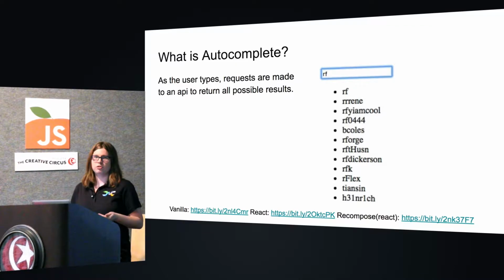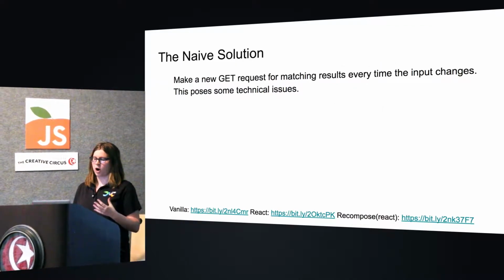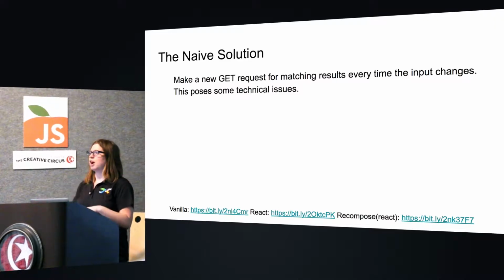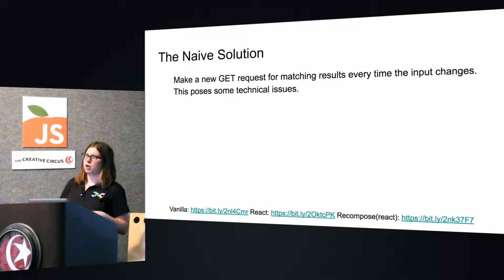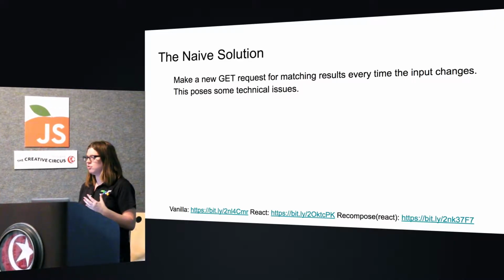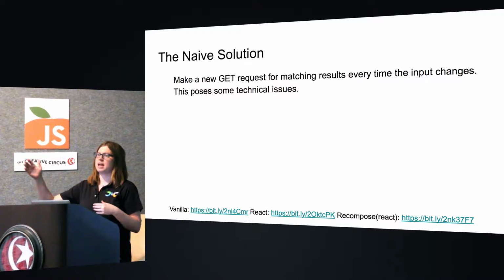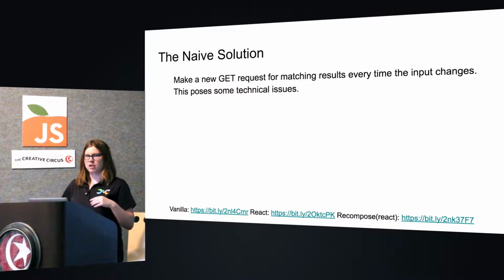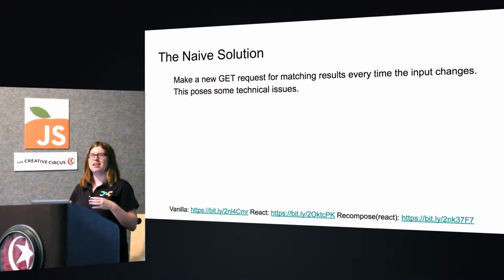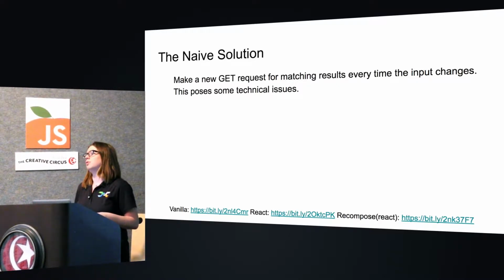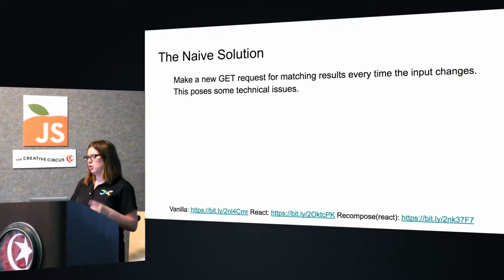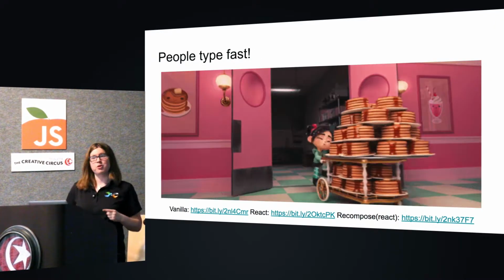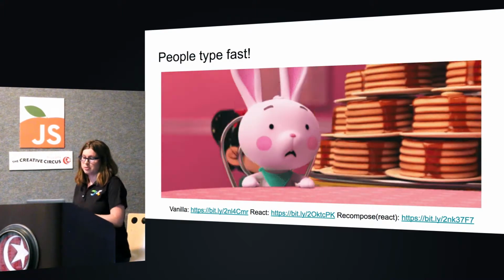Now the naive solution to this would be we have our input bar, and just every single time there's an input event, if you're in React, that would be an on-change event, we would just send a new request to our database for every single result. And you can do this, and it may look like it works at first, but there's a number of problems with this. So the issues are, first of all, yeah, you guys thought it would be boring, but I put GIFs in here just for you.